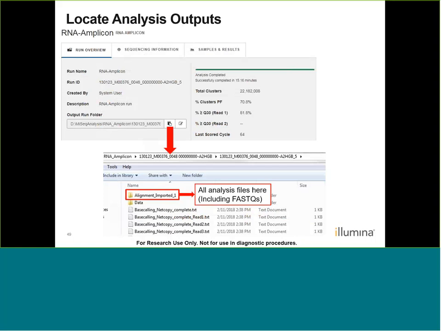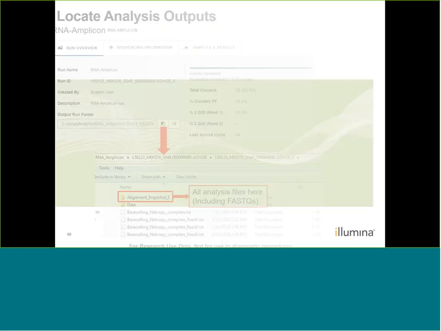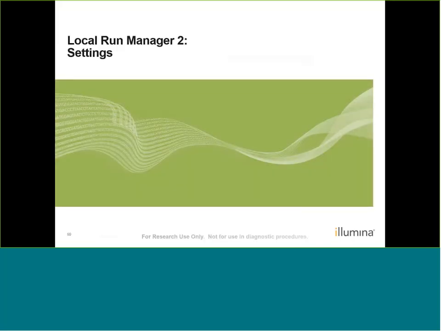Your FASTQs were located in data, intensities, base calls, and then a list of FASTQs. And then the alignment folder was there for any other files. With Local Run Manager, everything is collected all in one folder. Makes them easier to find, but just keep in mind that is a difference. So the first time you run Local Run Manager on a MiSeq, if you're looking in the MSR output locations, the files are not going to be there. They're going to be in the alignment folder instead. So that's how you actually get to your data.